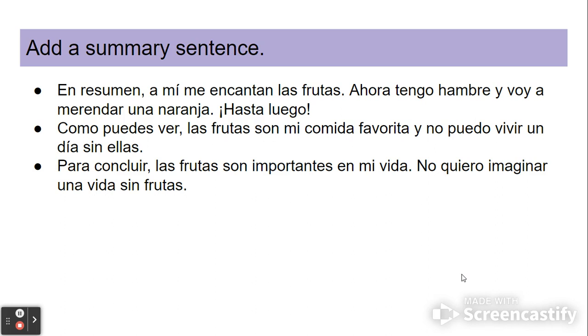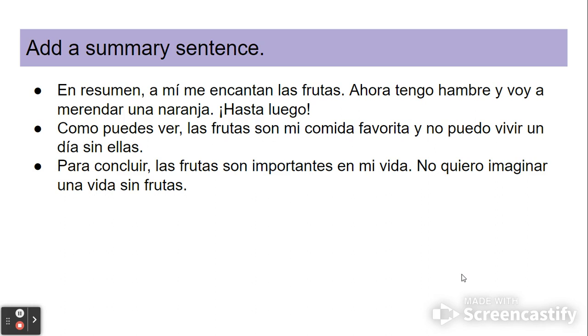Hasta luego. So not only does this summarize that I've been talking about fruits, but also what I'm going to do here in just a second that has to do with fruits. Como puedes ver, as you can see, las frutas son mi comida favorita y no puedo vivir un día sin ellas. Okay, so this is summarizing that I love fruits.